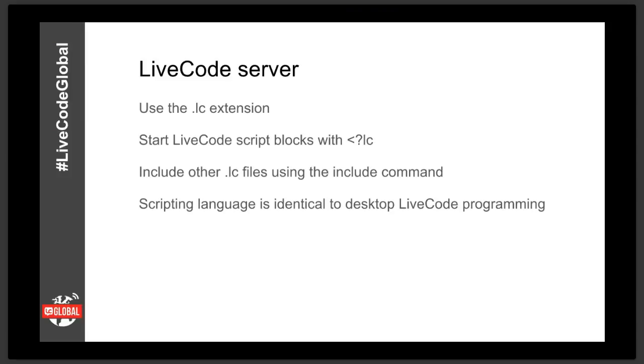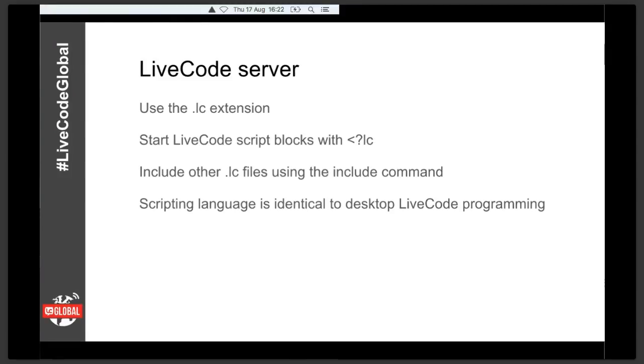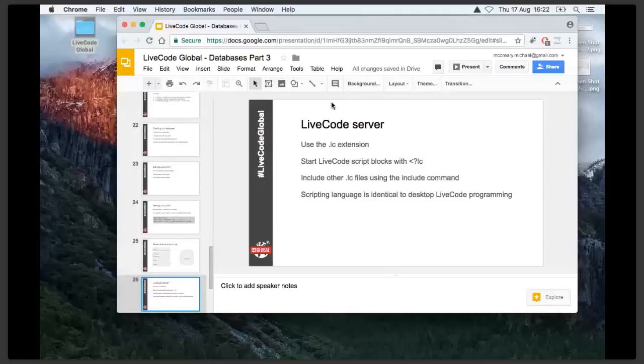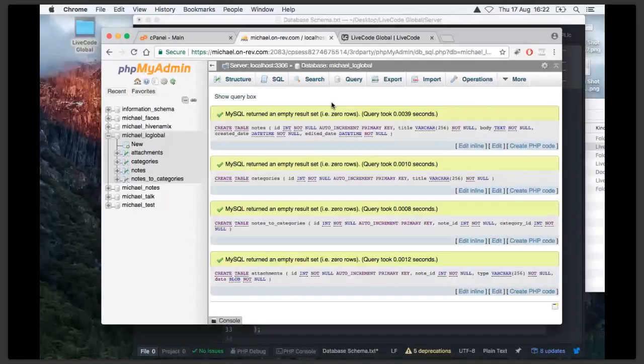You can include subscripts, or essentially our library scripts, using the include command. So that allows us to include our data layer and our database library just using include. And the scripting language is absolutely identical to the LiveCode desktop programming language, which is a great bonus for us because it means we have to do very little to get our client app, our local app, up into the cloud. So let's have a look.